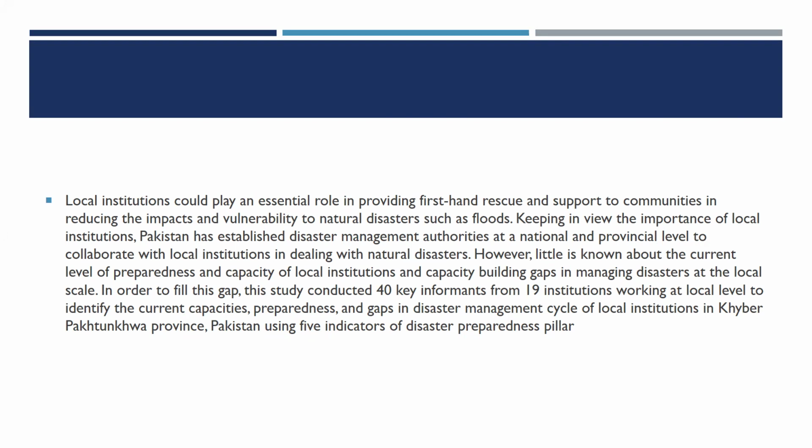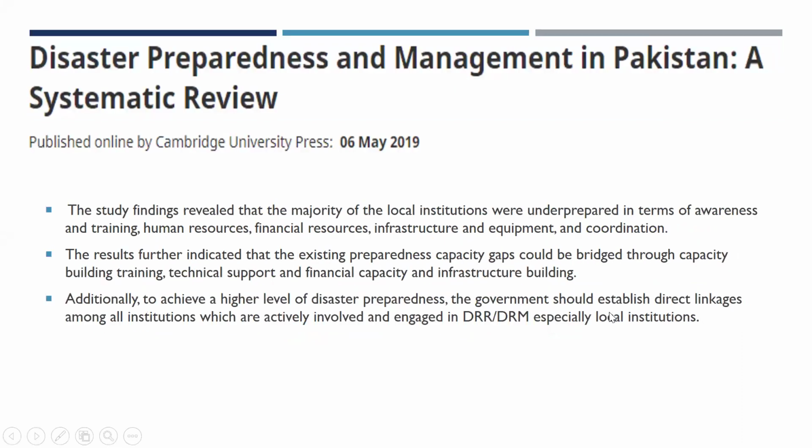In order to fill this gap, this study conducted interviews with 40 key informants from 19 institutions working at the local level to identify the current capacities, preparedness, and gaps in the disaster management cycle of local institutions in Khyber Pakhtunkhwa province, Pakistan, using 5 indicators of the disaster preparedness pillar. The next study is Disaster Preparedness and Management in Pakistan, a systematic review which was published online by the Cambridge University Press. The study findings revealed that the majority of the local institutions were underprepared in terms of awareness and training, human resources, financial resources, infrastructure and equipment, and coordination.